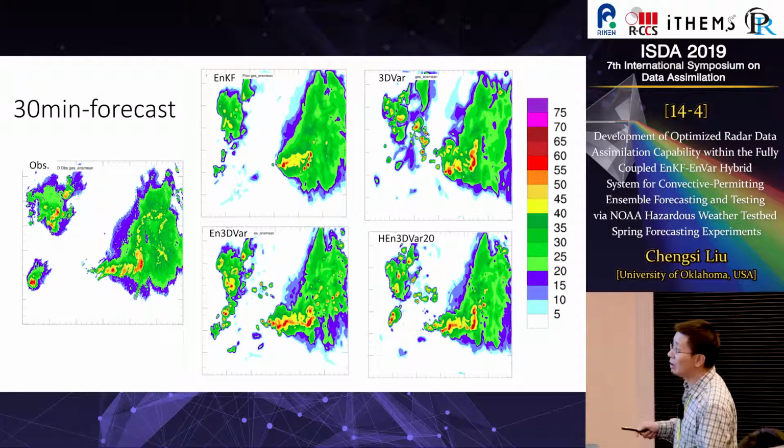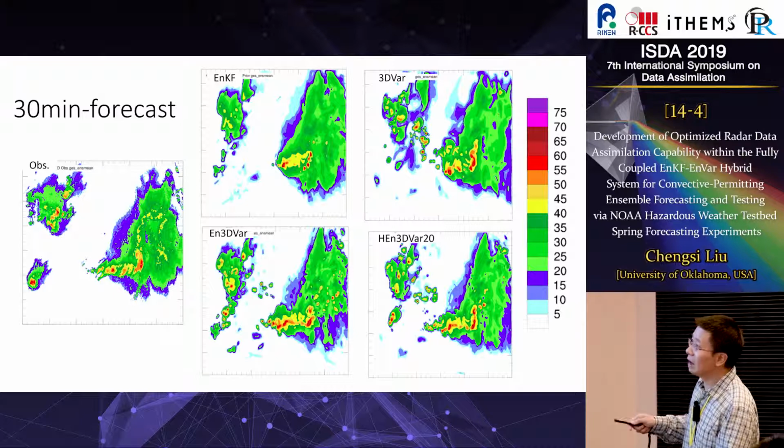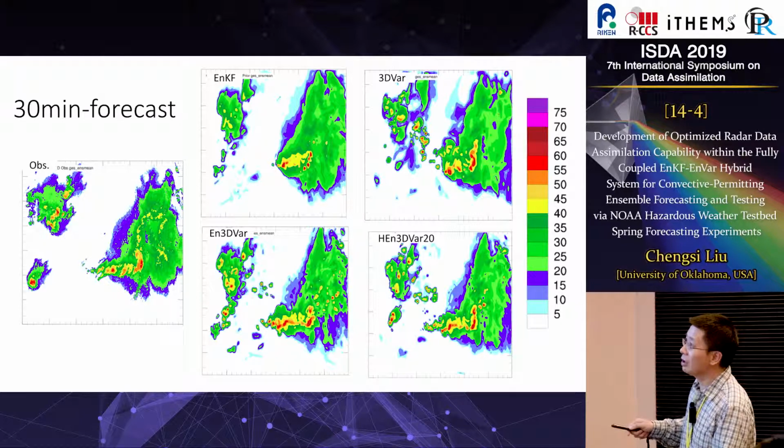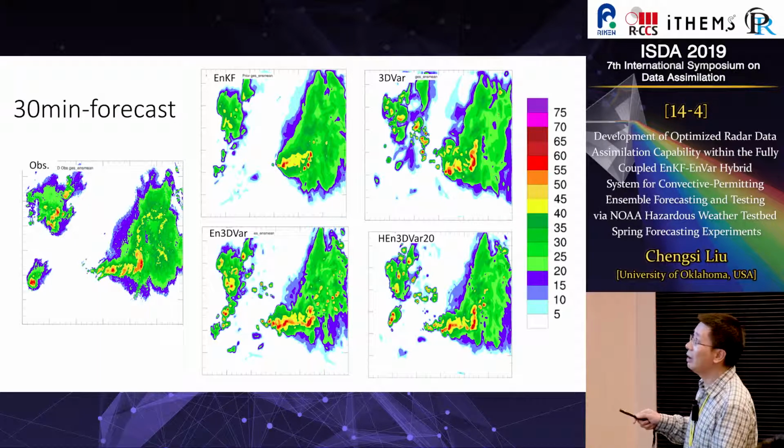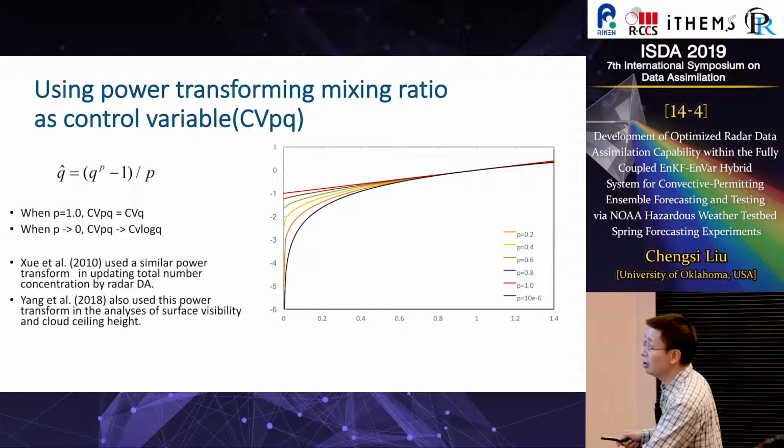But in this area, there are two storm precipitation areas, and the hybrid can better assimilate and forecast them. But other experiments cannot give these two precipitation areas.